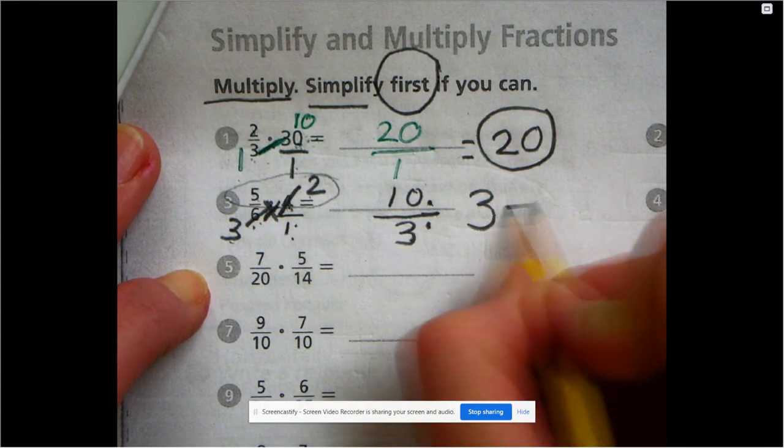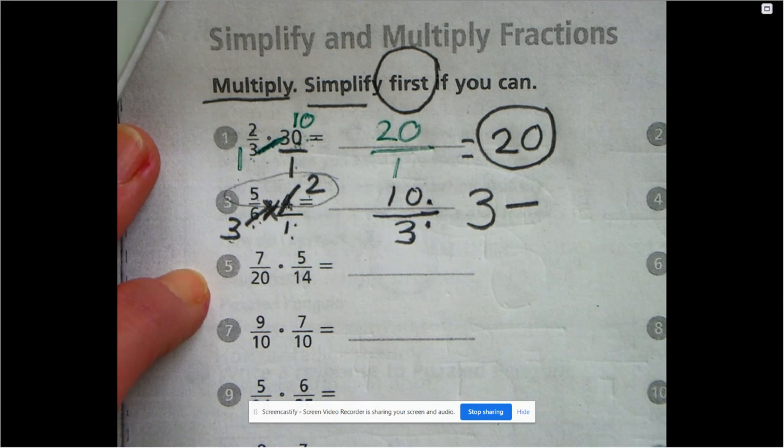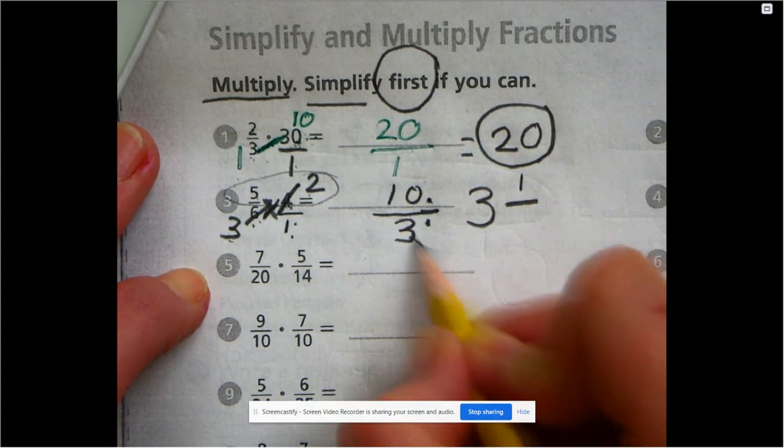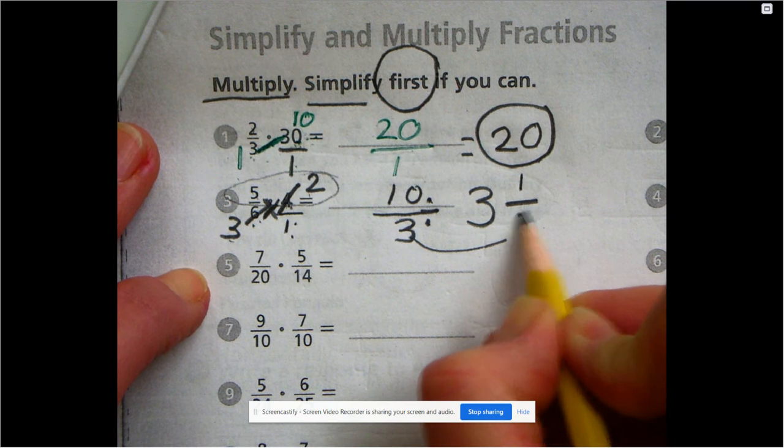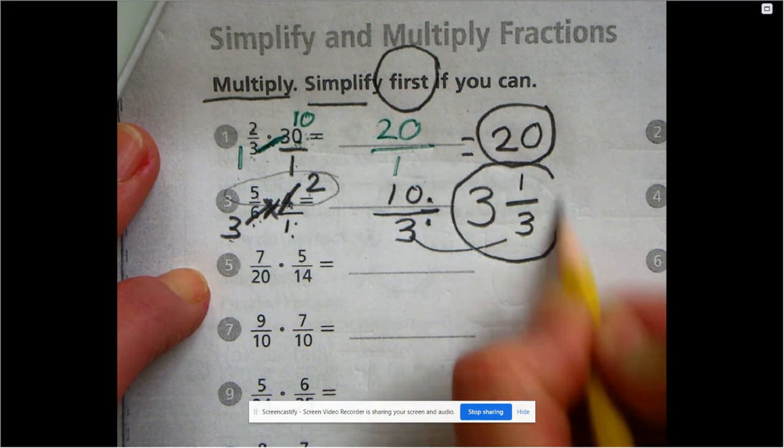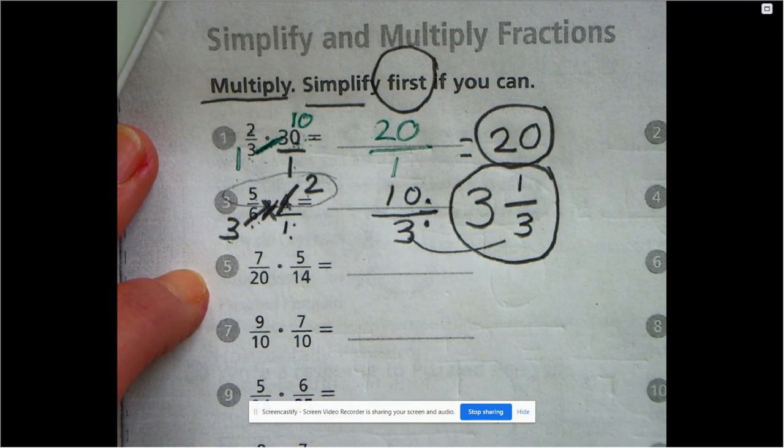Okay. And how many do you have left over? 1. And remember that that denominator stays the same. So my answer is 3 1/3.